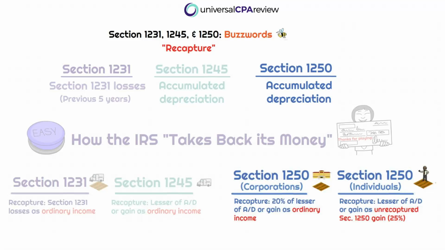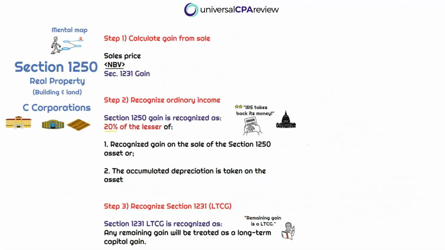So we know conceptually what Section 1250 is. What do we know about calculating gain for Section 1250 for corporations? Well, let's pull out our mental map. Step 1, again, we're going to calculate our gain. And this is the difference between the sales price and the net book value. Step 2, we're going to focus on our recapture, right? The IRS is going to take back its money. So what are we recognizing as ordinary income?